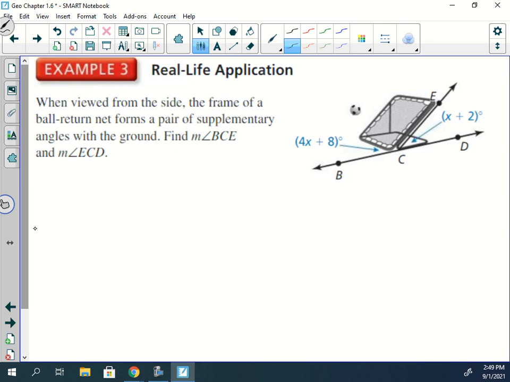So it's saying that 4x plus 8, if we add it together with x plus 2, these will equal 180. Because that's what supplementary angles are. They add together to be 180. So that means now I can just combine like terms to find the value of x, or solve for the value of x. Plug it back in and we'd get the angle.